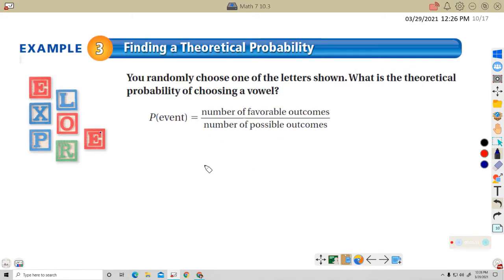So let's get this down. Okay, so let's find this theoretical probability here. You randomly choose one of the letters shown. What is the theoretical probability of choosing a vowel? All right, so we're going to try and calculate P(vowel). Well, I've got 3 vowels here. Those are our favorable outcomes because we're looking for choosing a vowel. So there are 3 vowels. How many possible things could I have chosen? I could have picked from 7 different blocks here, so 3 out of 7.